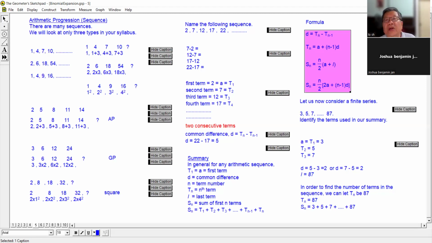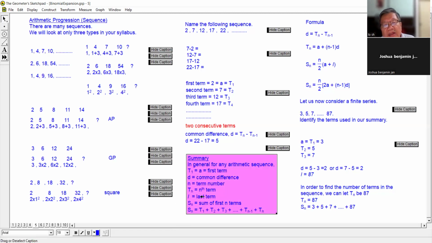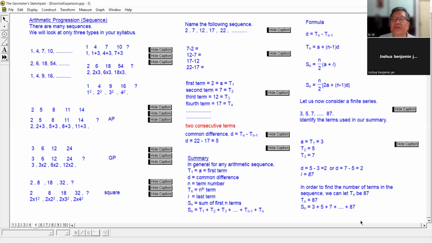I just tell you there are altogether 4 formulas for this arithmetic progression or arithmetic sequence, and you must remember what these terms are, because in the exam or test, they just tell you first term, common difference, term number, or sum of first terms. You have to know the meaning of it. How to use the formula, I will show you later on.